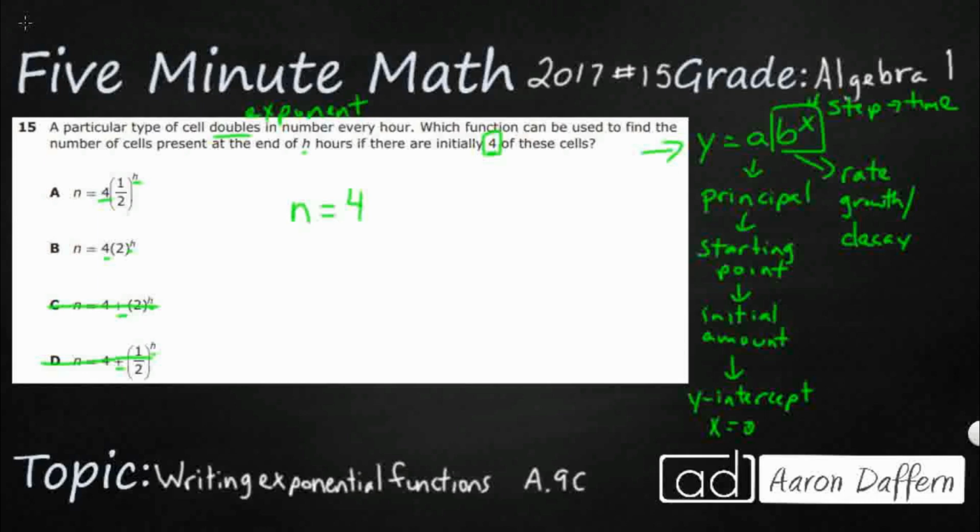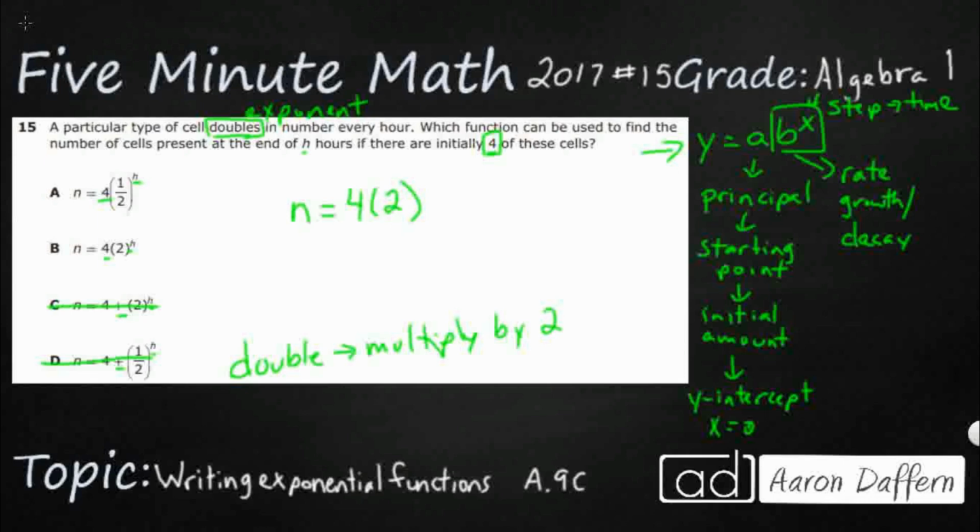Now, the tricky part, if there is a tricky part to this problem, is trying to find this rate. Typically, they have to give that to you, but all they give you is this word doubles. So we need to know that when you double something, that means you multiply by 2. Okay, so then that means our growth rate is going to be 2.